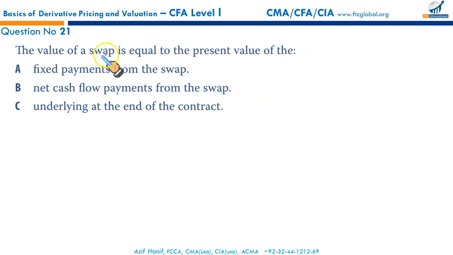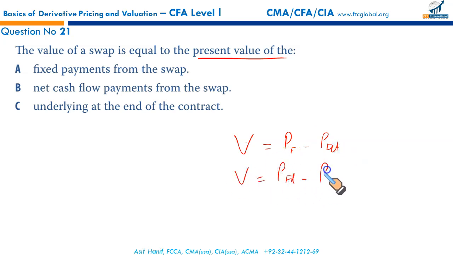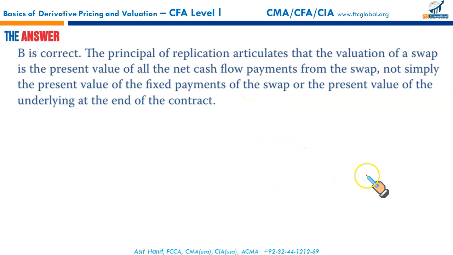Next, the value of a swap is equal to the present value of the net cash flow payments from the swap. So it is determined either by deducting the difference between present value of fixed minus present value of floating, or present value of floating minus present value of fixed, depending upon which side of the contract you are on. So basically the value of the swap is equal to the present value of the net cash flow payments from the swap. And that makes B the correct option.